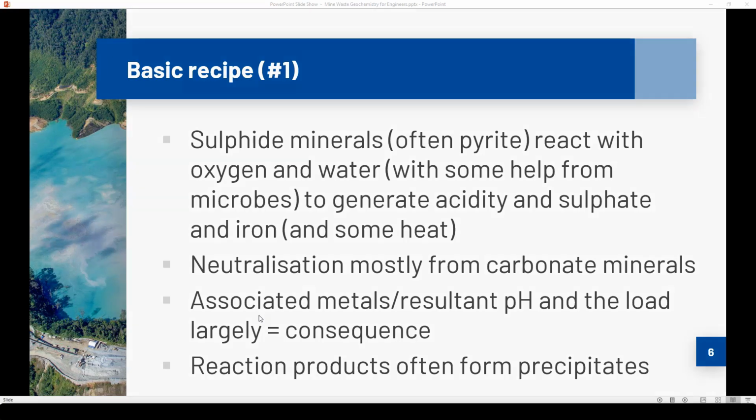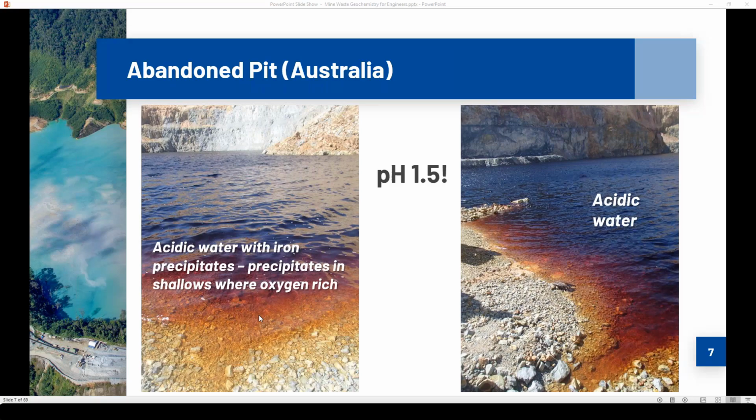I'm going to show you a few examples here of what this looks like, because often the engineers are asking us, what does AMD look like? So I'll start there with a very acidic mine pit. So pH 1.5 water, as you can see there, very red waters, high in precipitates, and you can see the red precipitates forming there on the edge once we get into a more oxygen-rich environment.